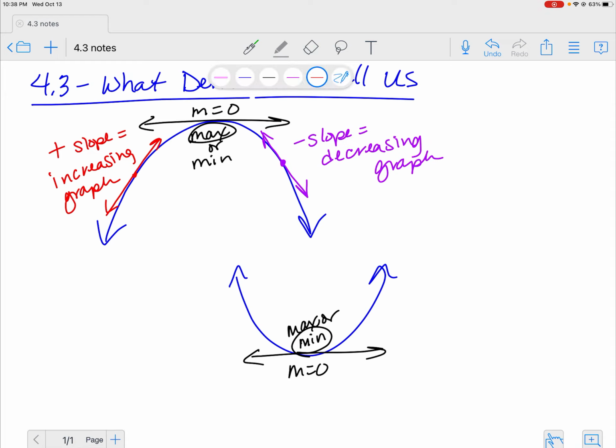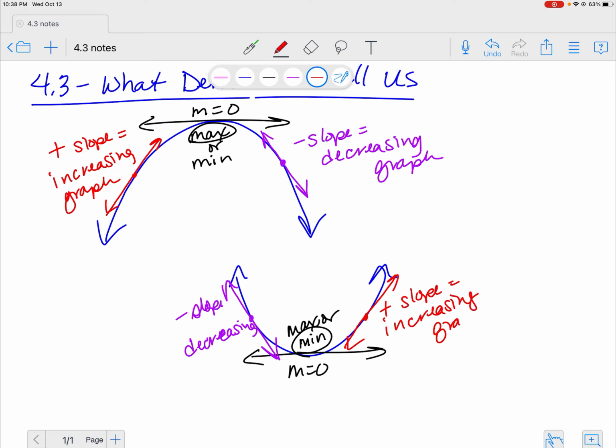Right here, we'll stick with the same colors, if I have a negative slope, guess what? My graph is decreasing. If you have a positive slope to your tangent, that's increasing. Okay, that's the deal. So regardless of if it's positive or negative, that tells you if your graph is increasing or decreasing. It doesn't matter if it's going up like this or down like this.